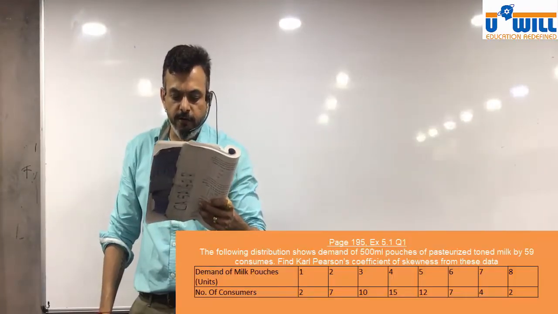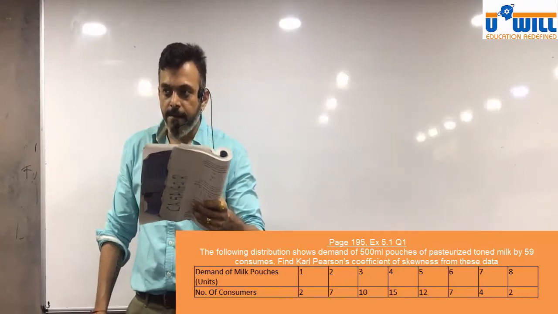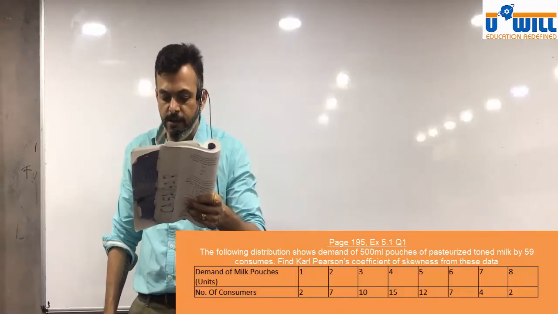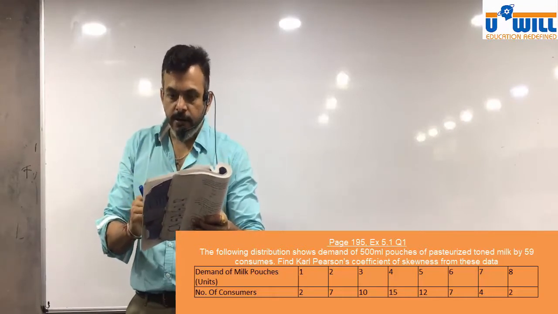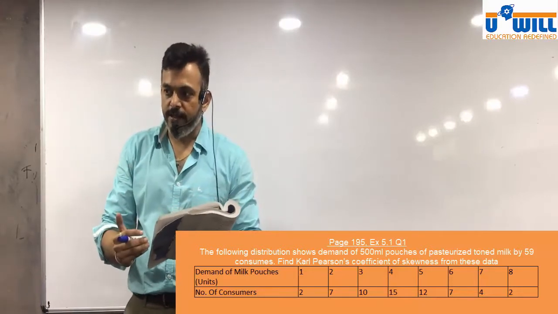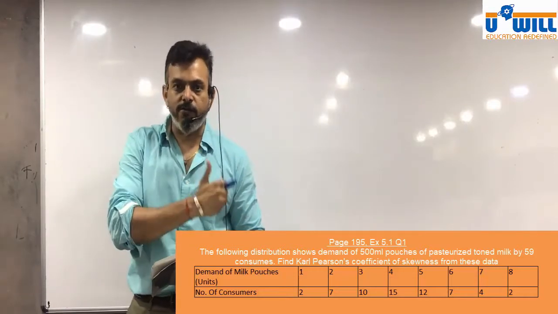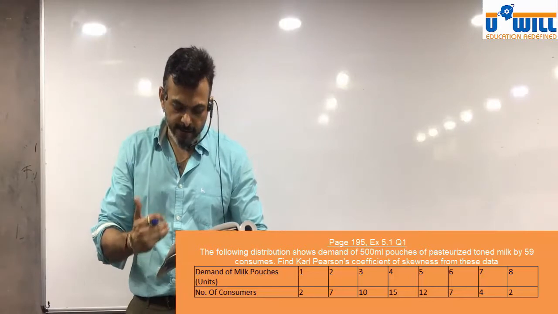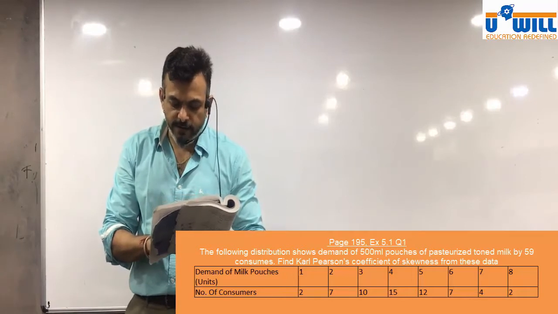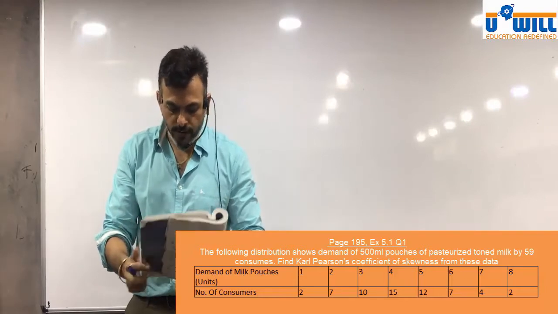The following distribution shows demand of 500 ml pouches of pasteurized toned milk by 59 consumers. Find Karl Pearson coefficient of skewness from these data. Always check the data to see whether mode is possible or not. If there is unequal class length or more than one mode, then you will have to go for the second formula, that is 3 times x bar minus m upon s. Over here, it's a discrete data and the highest frequency is 15 for milk pouches unit 4. So we can follow our normal formula.